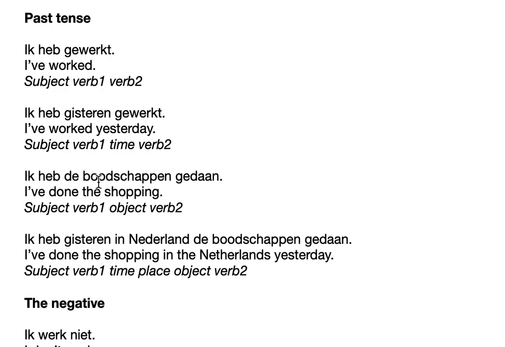For example, ik heb de boodschappen gedaan. I've done the shopping. So subject, verb 1, object, verb 2. Verb 2 goes at the end. And in a longer sentence, ik heb gisteren in Nederland de boodschappen gedaan. I've done the shopping in the Netherlands yesterday. And here you see that the done is really early in the sentence, in the English sentence. But gedaan is completely at the end.